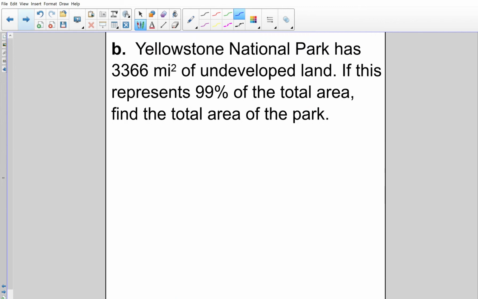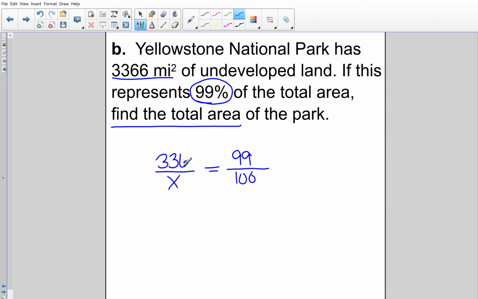So for this one, Yellowstone National Park has this many miles squared of undeveloped land. If this represents 99% of the total area, we're going to find the total area. So sometimes they'll give us some ideas as to what we're looking for. And so here I've got my 99 over 100, and they're telling me right now to find the total area. That means I don't know the total area. That means that this is the part. So I'm looking for the total amount of area that they have. So that's my setup.